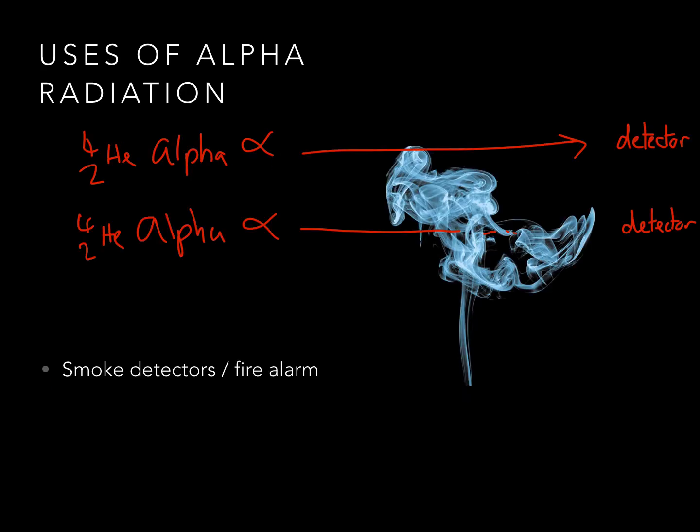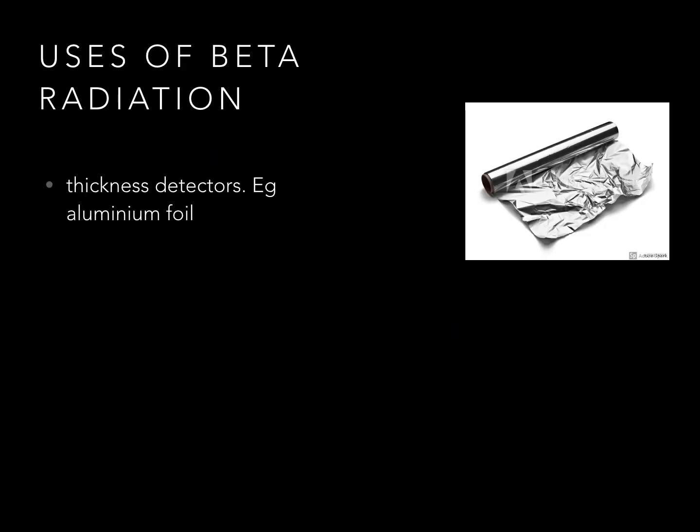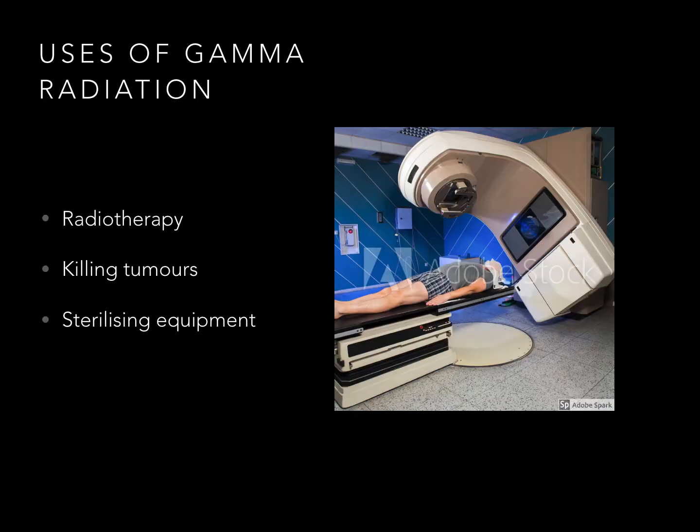Alpha particles are used in smoke detectors, so they'll get stopped by smoke, for example, in a fire alarm. Beta radiation is used for thickness detection, for example, of aluminium foil. And gamma rays are used in things such as radiotherapy, killing tumours and sterilising equipment. A burst of gamma radiation can kill, destroy DNA and kill life as such.